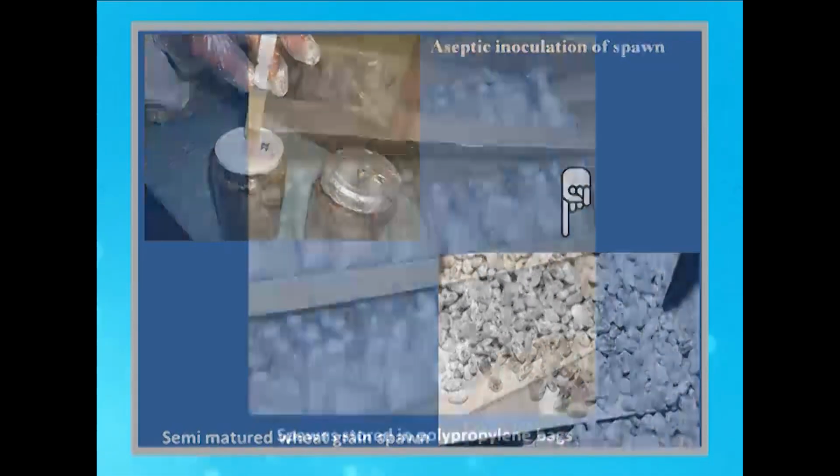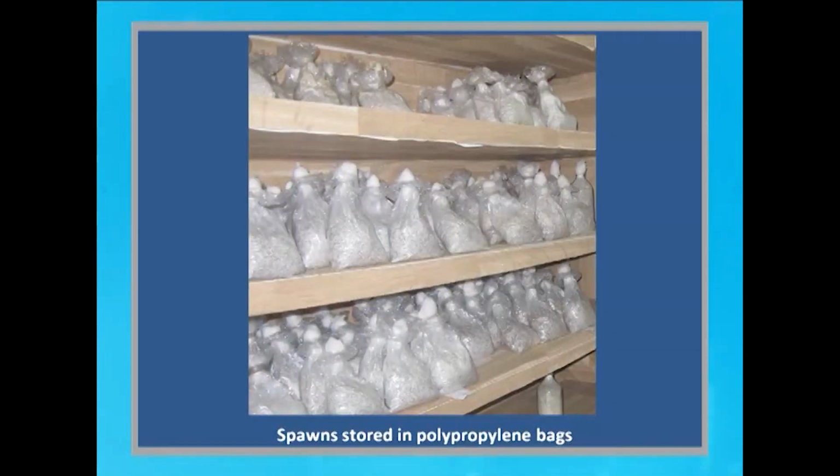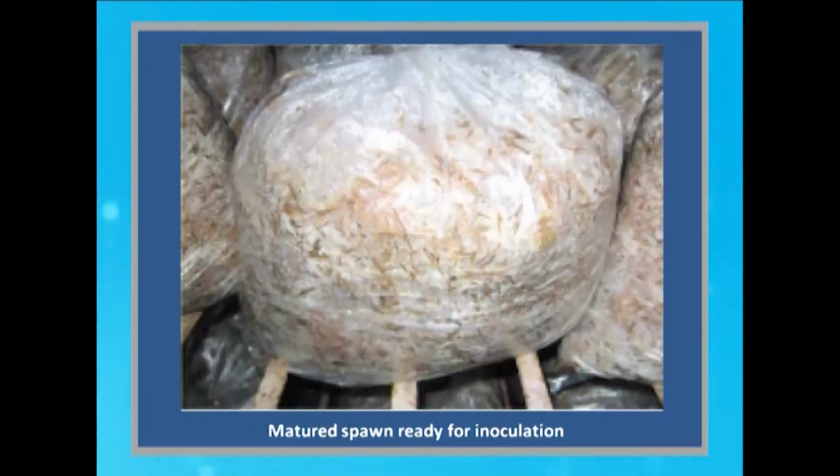And when they get matured, this is the tray where they are being matured, and usually spawn growth is better when we store it in darkness. And this is how the matured spawn looks like.